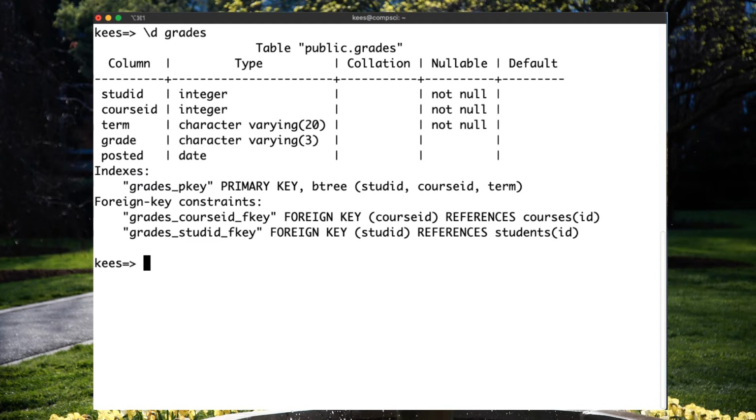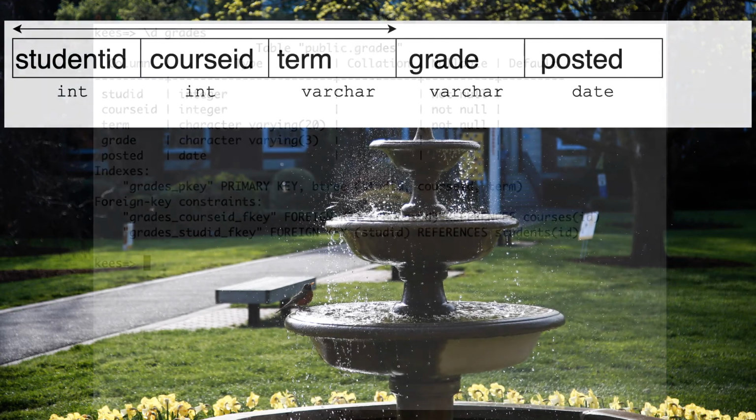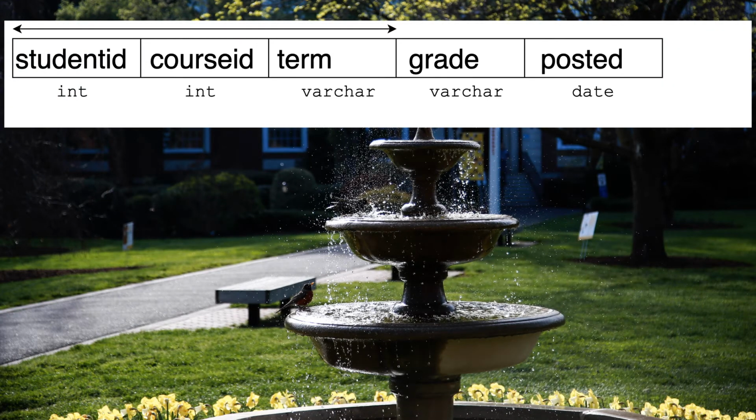If I want to calculate an average, I need to have a numerical field, and at this point grade is not a numerical field, it is a character field, and therefore I cannot calculate an average. So I'll have to extend my schema to allow that. So let's take a look at how we could do that. First, we look at the schema up here, which would be student ID, course ID, term, grade, and posted, with the different data types there.